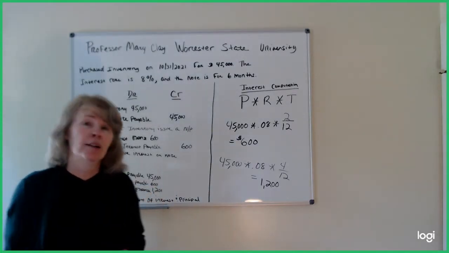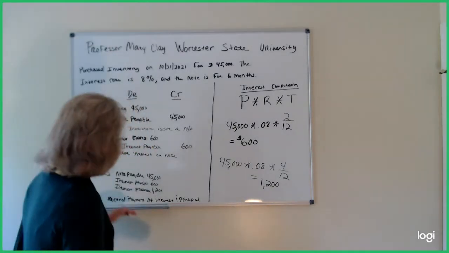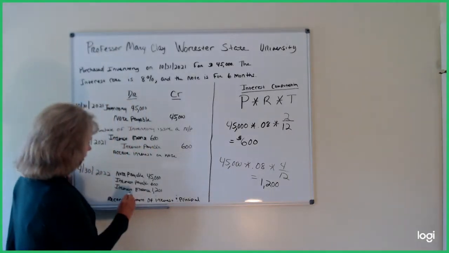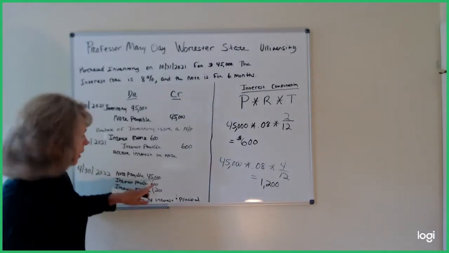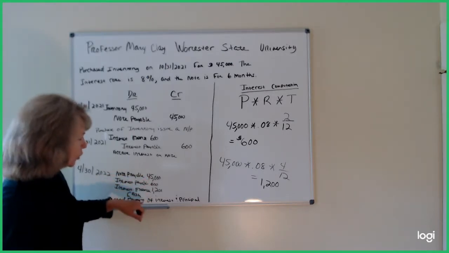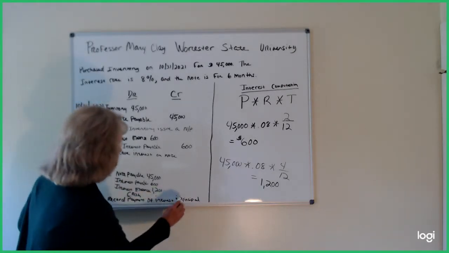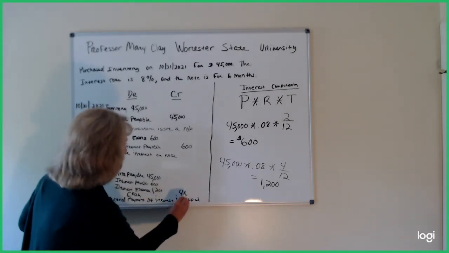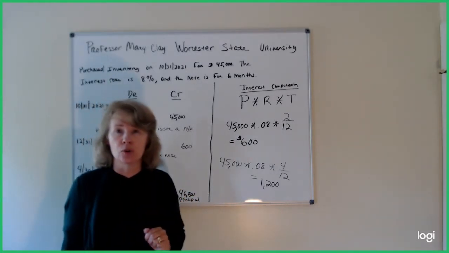Now I'm going to credit cash for the total. So I go over here, credit cash for the total. Add it up. 45,000 plus 600 plus 1,200 gives me 46,800, and that's a credit. That's crediting cash. I'm now paying off this note.